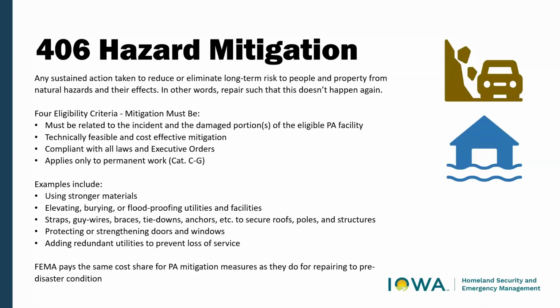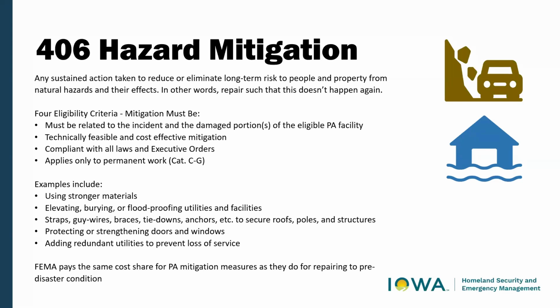In addition to bringing back your facility to pre-disaster, the Public Assistance Program also has 406 hazard mitigation funds that you're eligible for on all permanent work. Mitigation is essentially long-term resilience, protecting people and property from natural hazards. In the context of disaster recovery, we're talking about repairing such that it doesn't happen again, or if it does, losses are minimized. This funding is only eligible for permanent work.